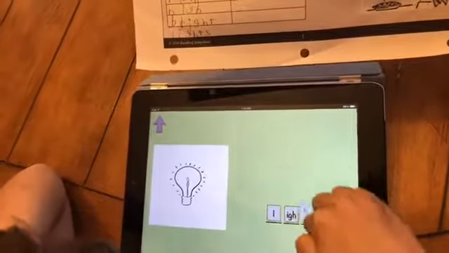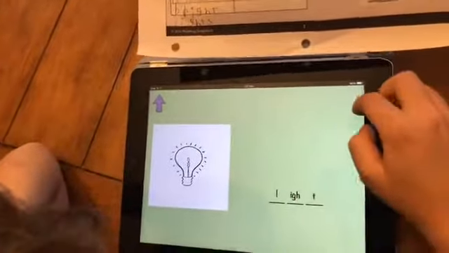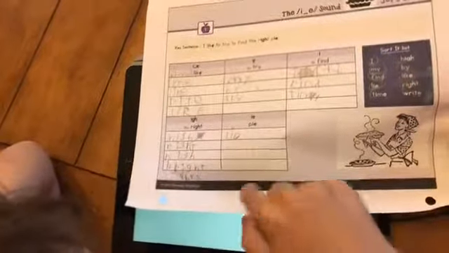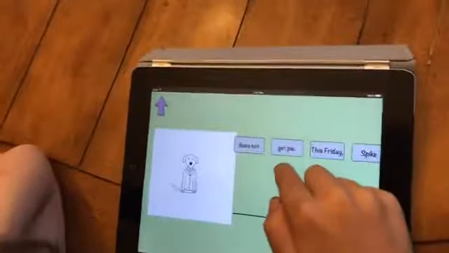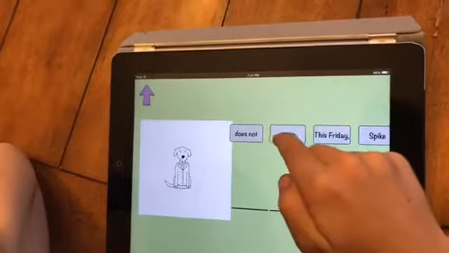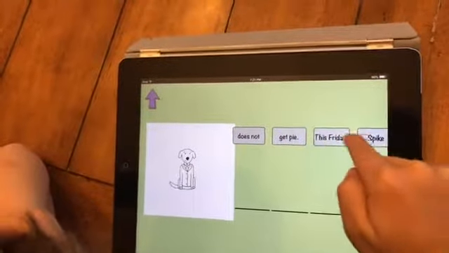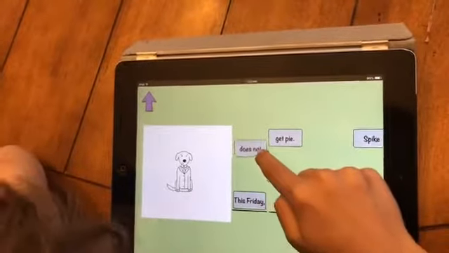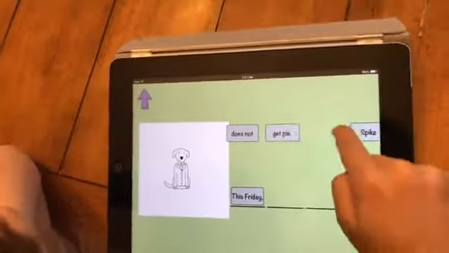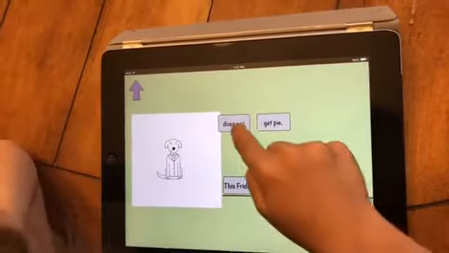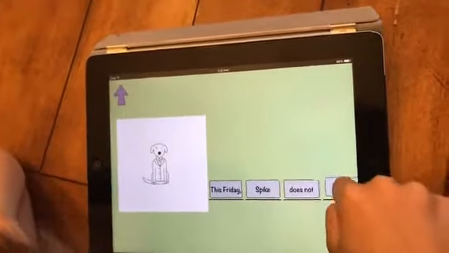Light. Where does that I go? In the middle. Where does that go? Look at the picture here. Look at the words. Bingo. Friday, Spike does not get pie. Uh-oh. Does not get pie. This Friday Spike does not get pie.